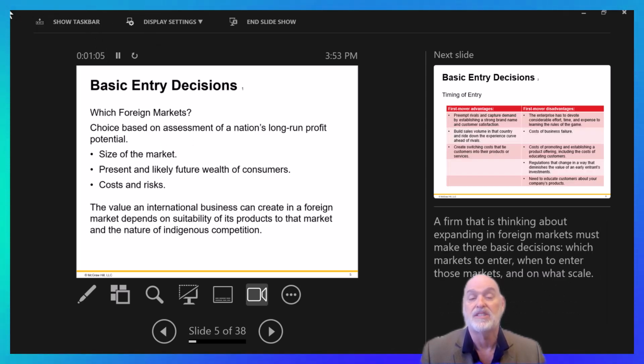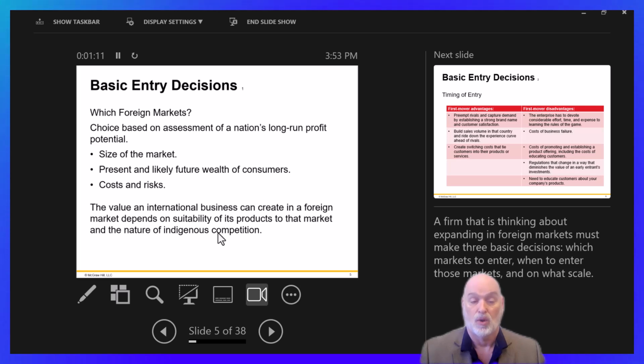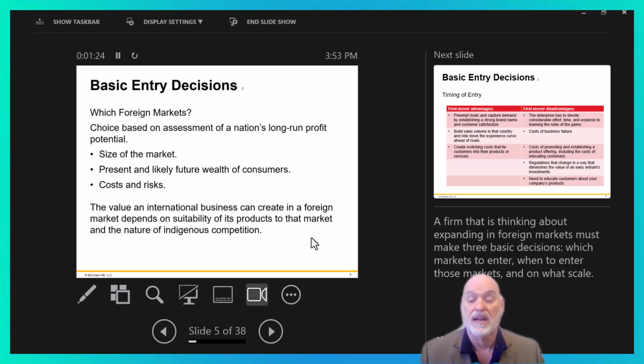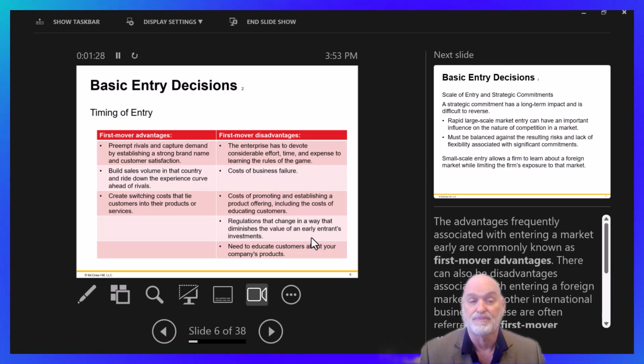Basic entry decisions include which foreign markets. The choice is based on the assessment of a nation's long-run profit potential. Also, the size of the market, present and likely future wealth of consumers, costs, and risks. The value an international business can create in a foreign market depends on suitability of its products to that market and the nature of indigenous competition.